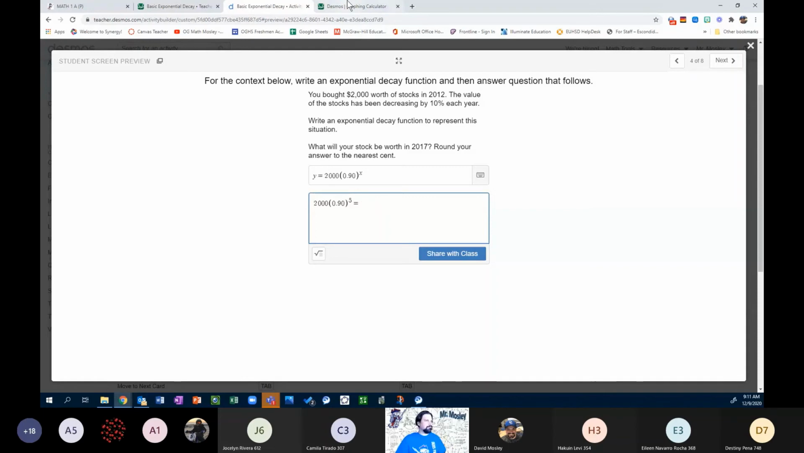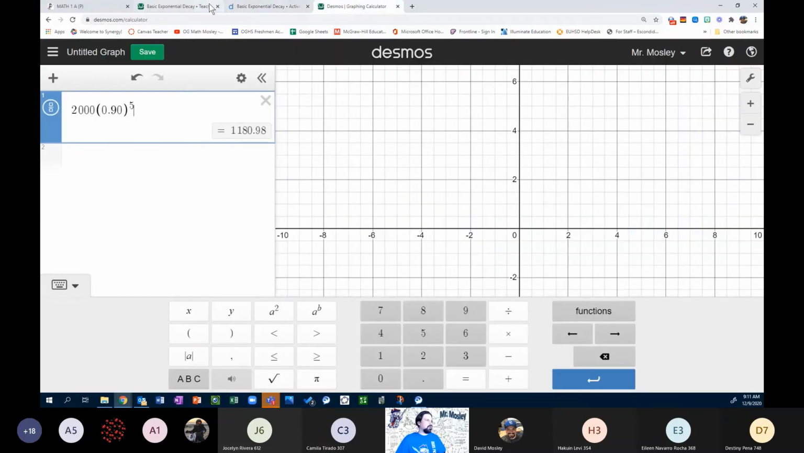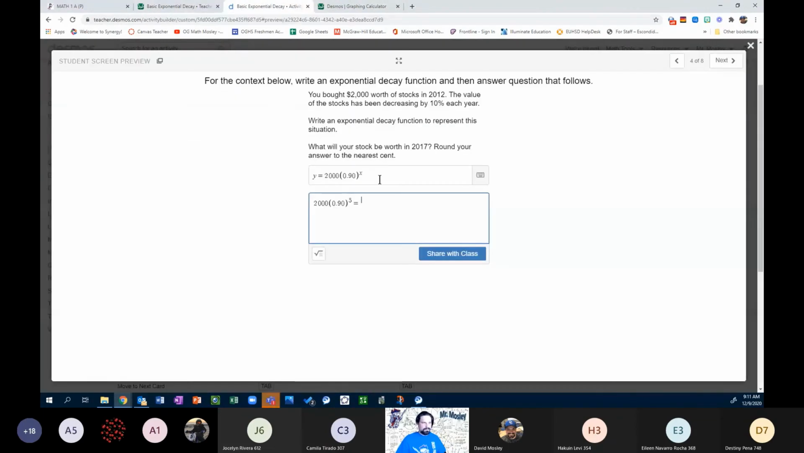Awesome. So again, look at our answer, 1180.98. This would be the solution, right? There you have it. Any other questions or anything else I can clarify about this example?